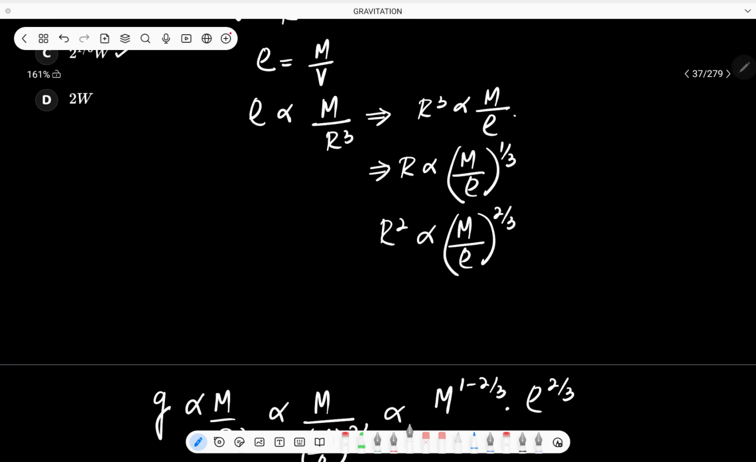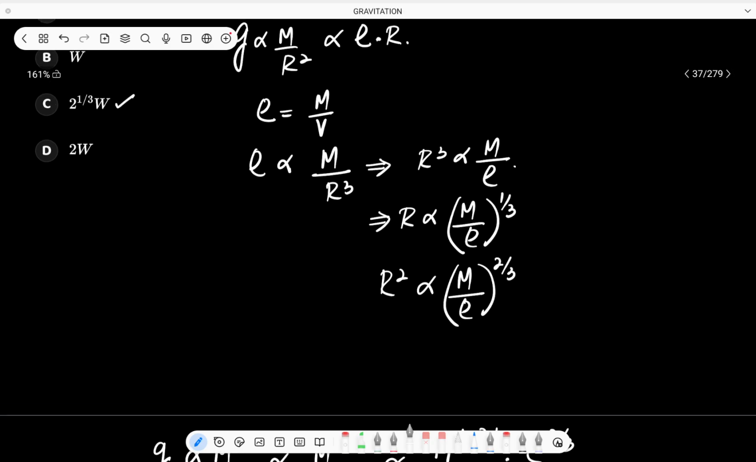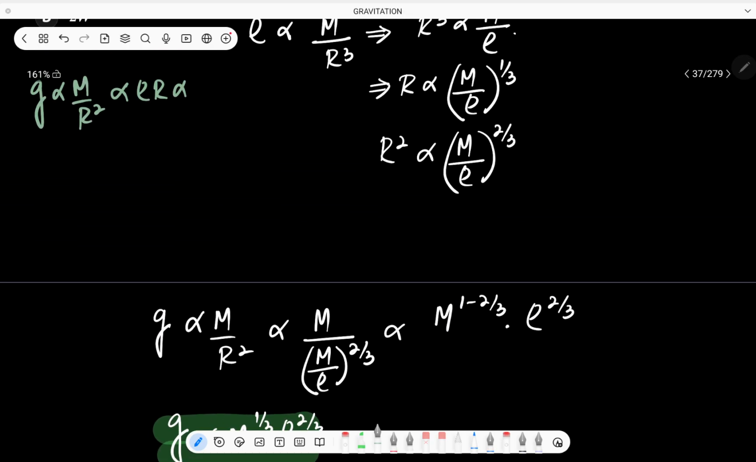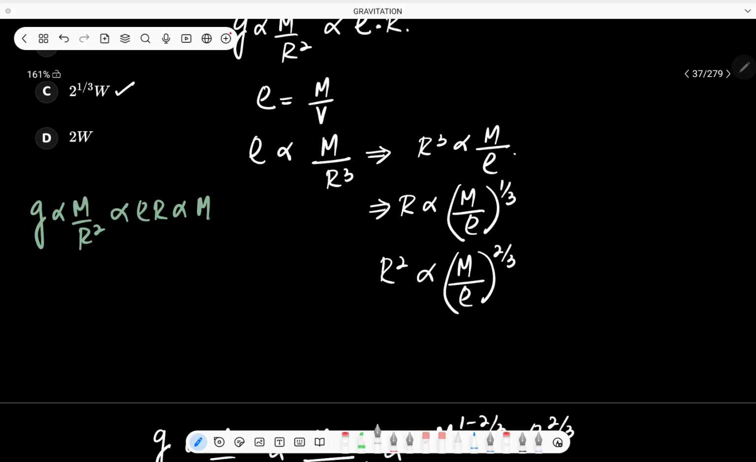Okay, so at the end let me write down the important equations. Number one: g is proportional to m by r square. Number two: it is proportional to rho into r. And number three, let's add this one as well: it's proportional to m to the power 1 by 3 rho to the power 2 by 3. All these three equations are very very important.